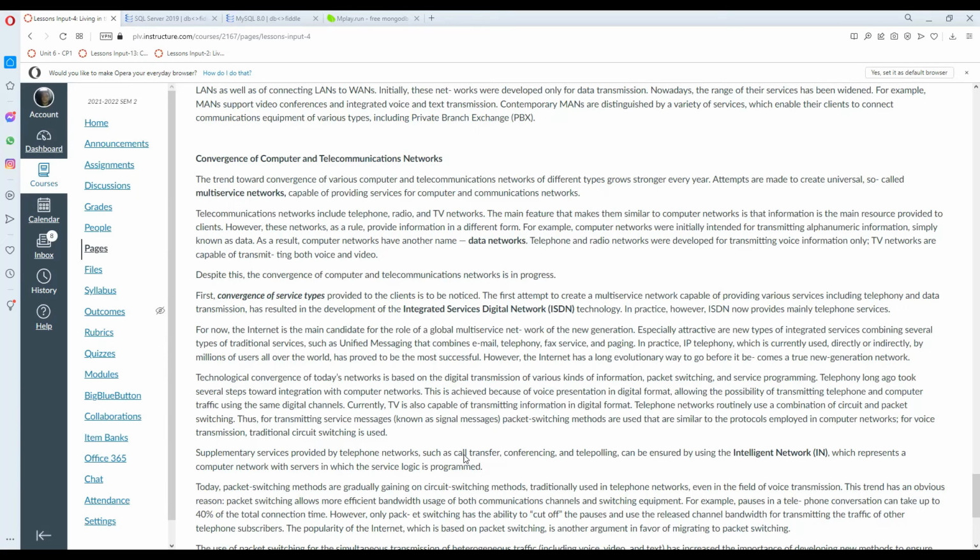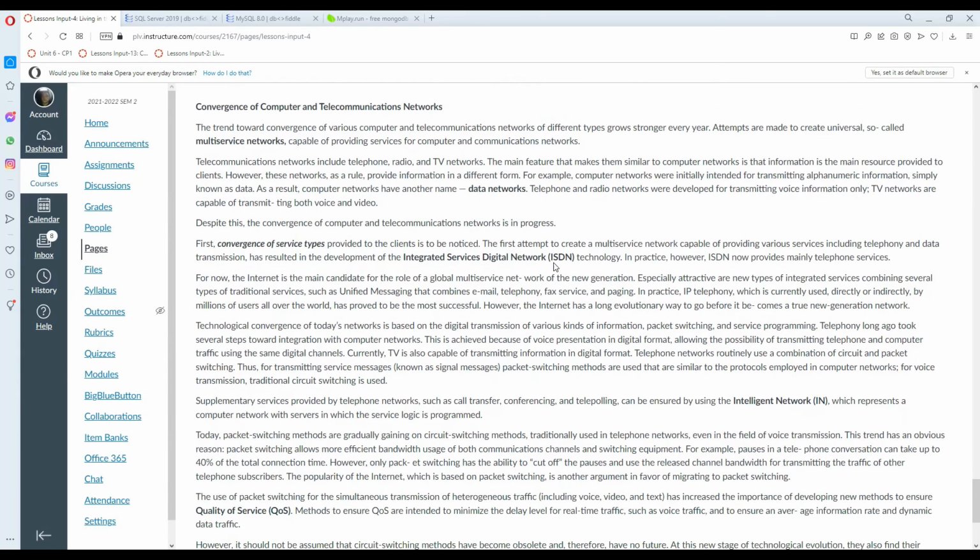For example, computer networks were initially intended for transferring alphanumeric information, simply known as data. As a result, computer networks can also be called data networks. Telephone and radio networks were developed for transmitting voice information only. TV networks are capable of transmitting both voice and video. Despite this, the convergence of computer and telecommunication networks is in progress. First, convergence of service types provided to the clients is to be noticed.